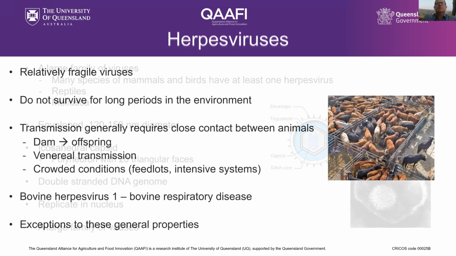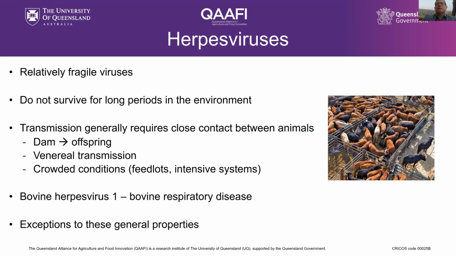Important or defining features of the herpes viruses, so they're relatively fragile viruses. So they're readily inactivated. So they're similar to COVID-19 virus. That envelope is membranous from the cells that they've infected. And that's readily inactivated or deactivated by things like detergent. Drying out would tend to make these viruses become non-infectious. As a consequence, they don't really last very long in the environment. But Marek is actually an exception to that, and I'll describe why a bit later on.